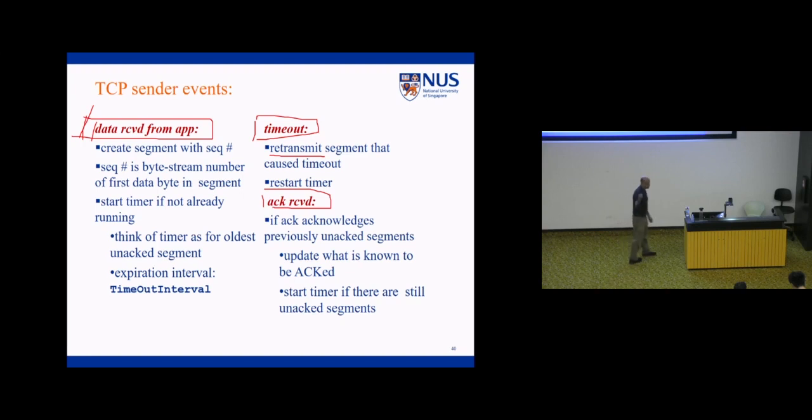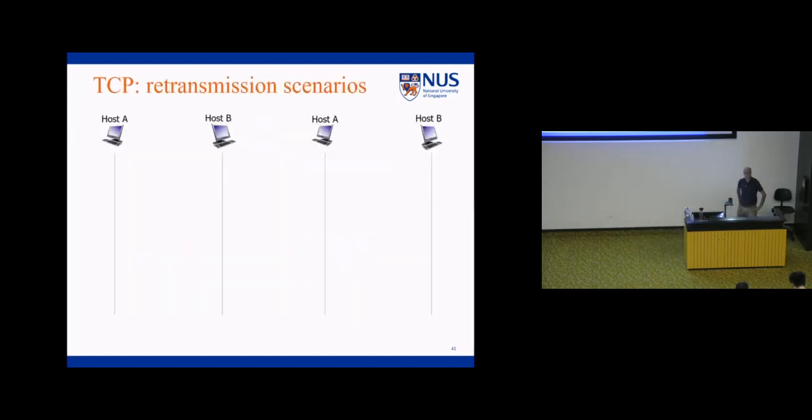When I receive an acknowledgement, I check what kind of acknowledgement it is. If it is acknowledging data that has not been acknowledged before, I shift my window and restart a new timer, because the oldest packet has been acknowledged. Let's take an example and see how this works.